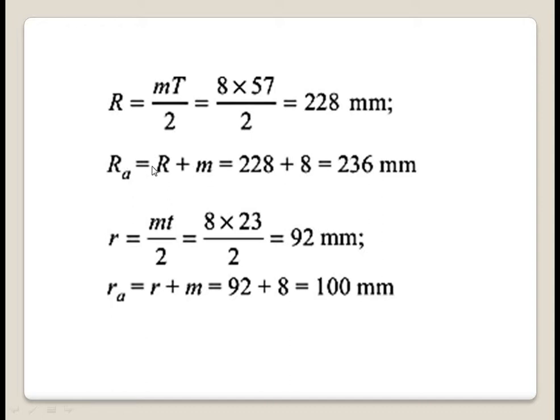So RA is equal to R plus M, that is 228 plus 8. This M is nothing but addendum. We got the value here, the radius of the addendum circle of the wheel, that is 236 mm.